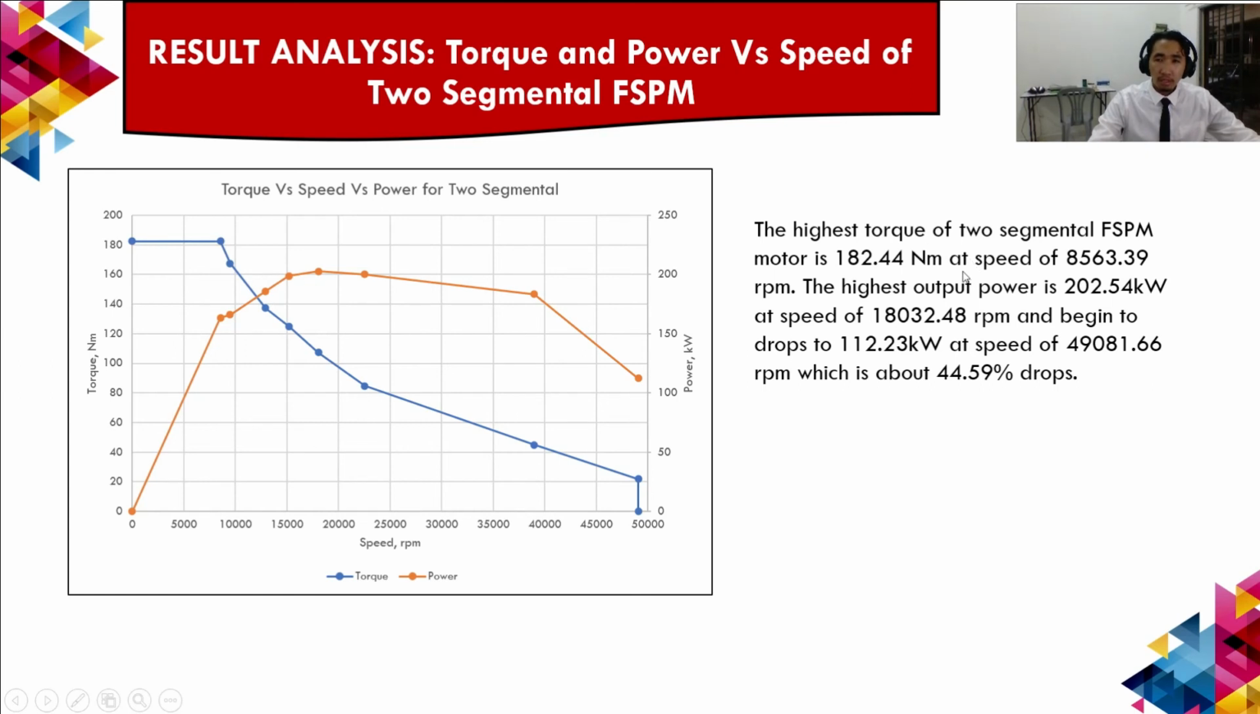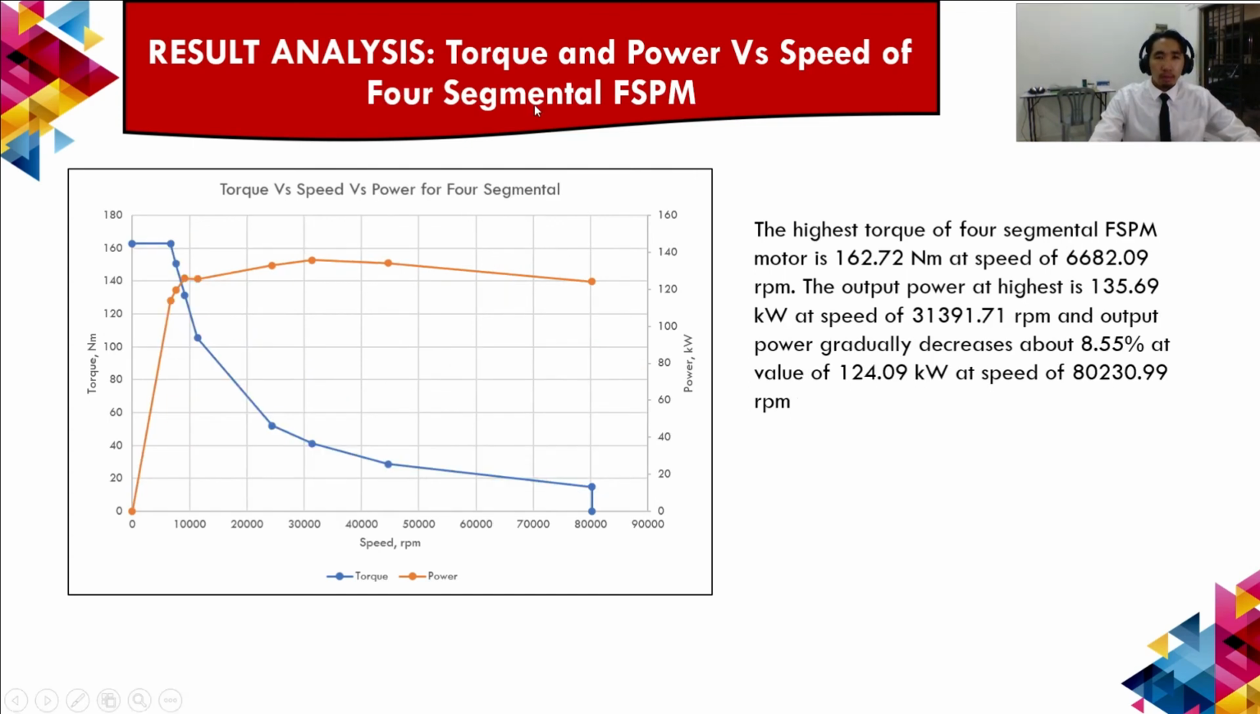And for the 2 segmented flux switching permanent magnet, the highest torque is 182.44 Newton meter at a speed of 8563.39 rpm, and the highest output power is 202.54 kilowatt at a speed of 18,032.48 rpm. Output power begins to drop to 112.23 kilowatt at a speed of 49,081.66 rpm, which is about a 44.56% drop.